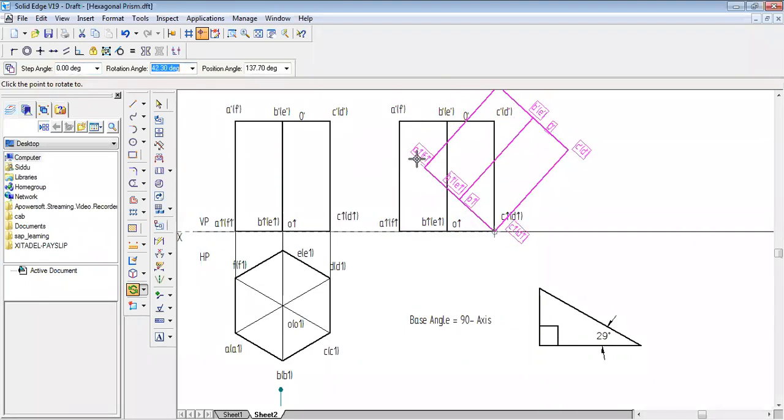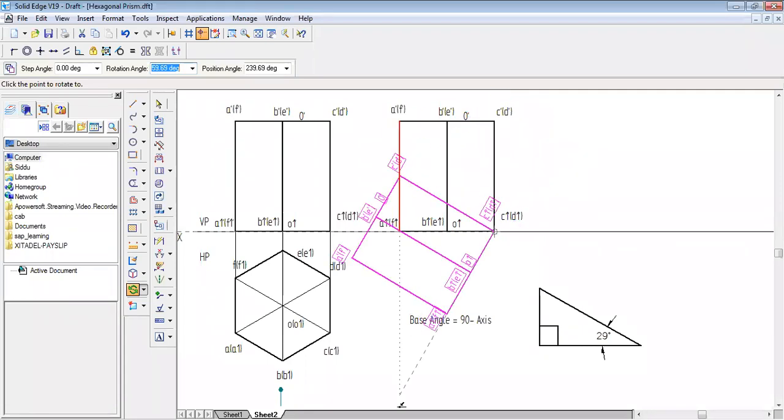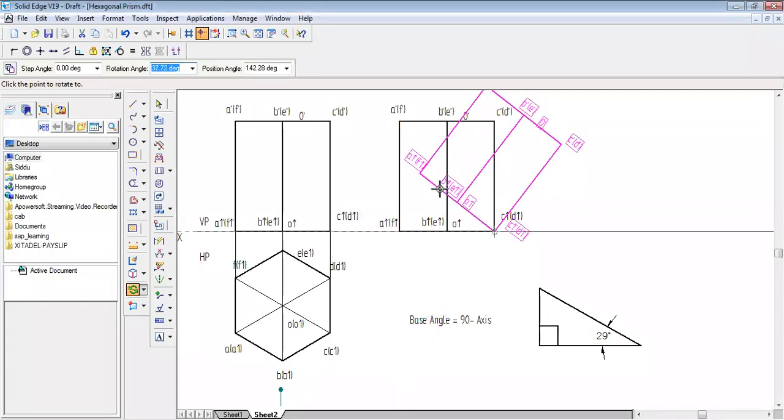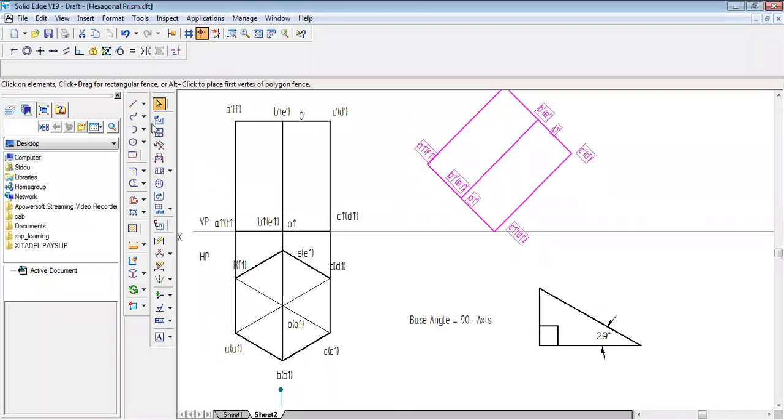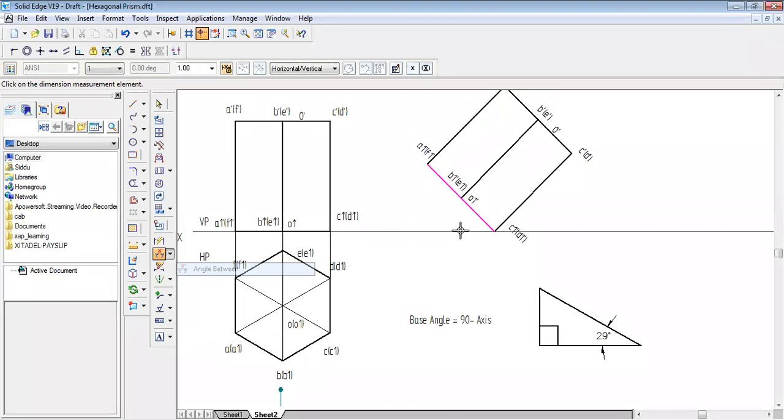Right. So for example, now I will say base angle. Now how much is it being given? It is given as 45 degrees. So I will say rotation angle 45. Right. So this angle I have given, friends. So of course, this angle also should be 45 only.